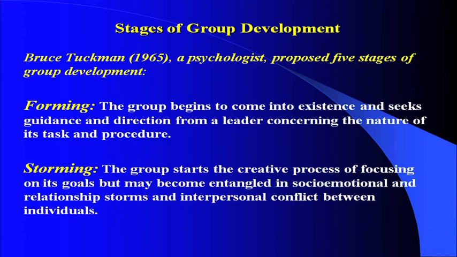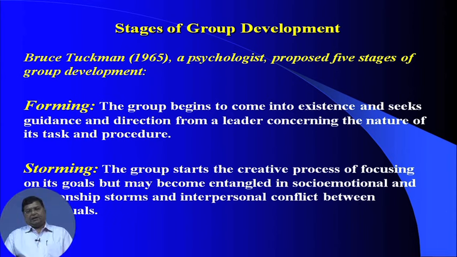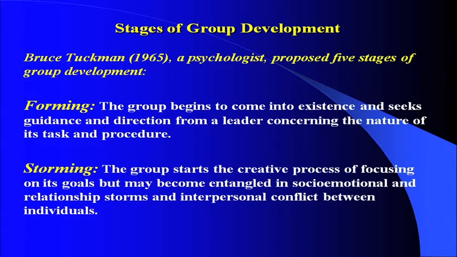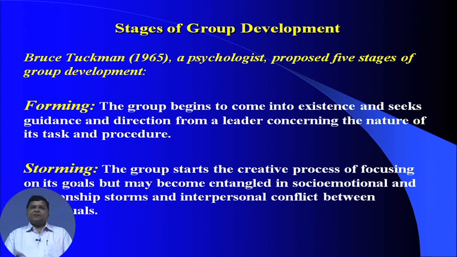Now, there are certain stages of group formation which I would like to explain here. One very famous scholar, Bruce Tuckman, a psychologist, in the year 1965 proposed five stages of group development. When groups are formed, what are the different stages, how does the group proceed further? The first one is called forming. The group begins to come into existence and seeks guidance and direction from a leader concerning the nature of its task and procedure. Meaning, what is the nature of the task?